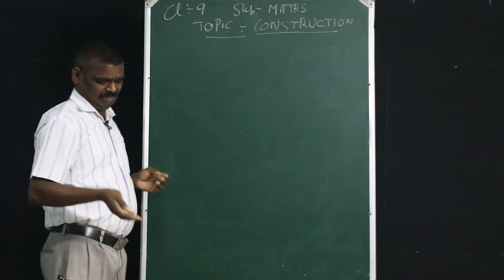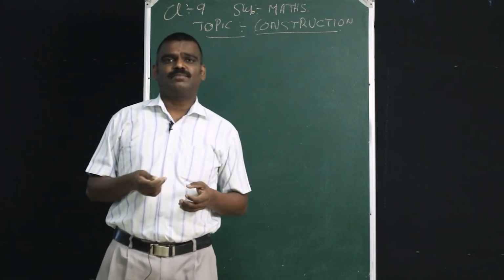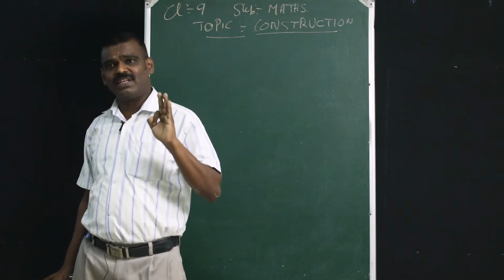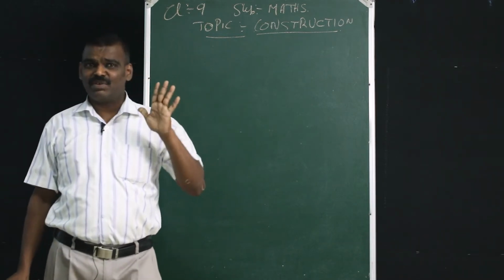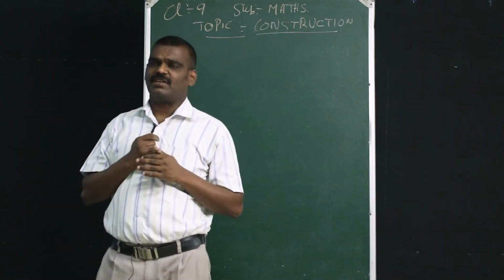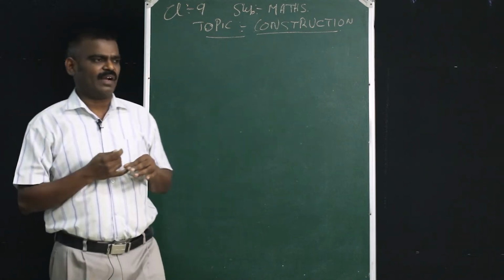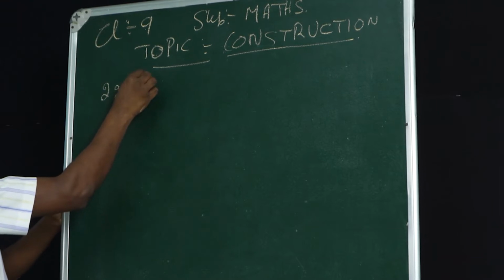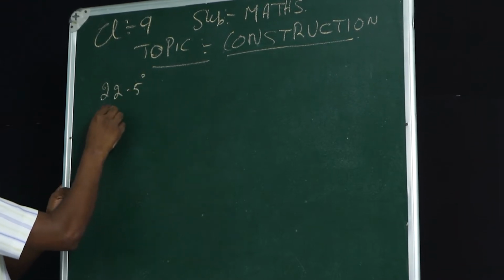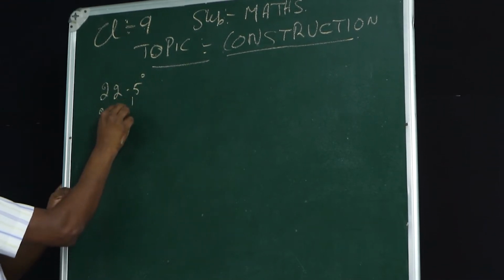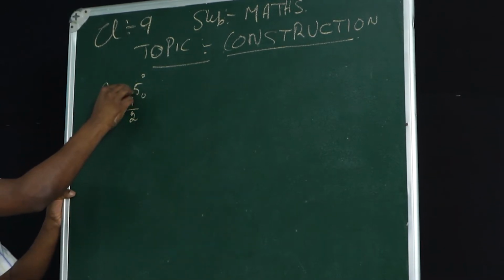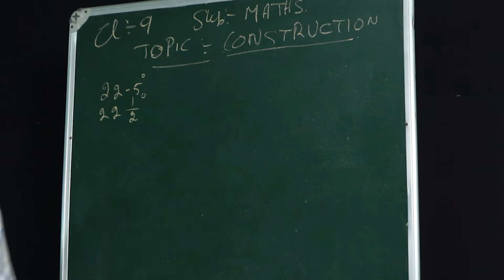Now, quickly we recall what you learned. 15 degree, 30 degree, 45 degree, 60 degree, 75 degree and 180 degree. 6 different angles we have learned, right? Now we are going to learn 22.5 degree. It also can be written 22 1 by 2 degree, okay? 22.5 degree or 22 1 by 2 degree. Okay.